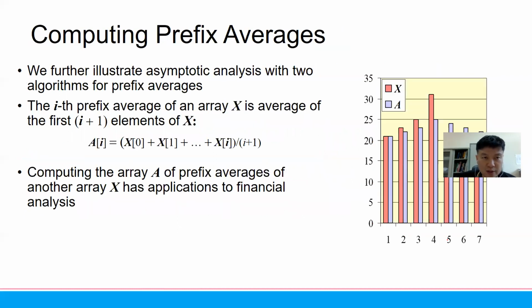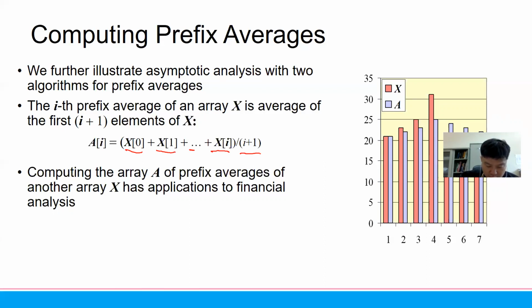Now you have another thing here. This is another example about prefix averages. What is prefix averages? We want to illustrate the asymptotic analysis with two algorithms for prefix averages. The i-th prefix average of an array X is the average of the first i plus one elements. So for example, A_i will be x0 plus x1 plus and so on until x_i, and then we divide by i plus one.